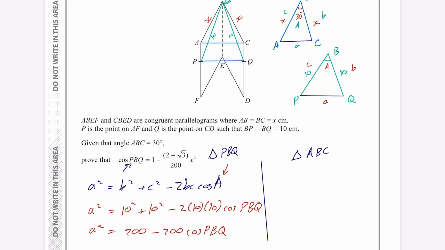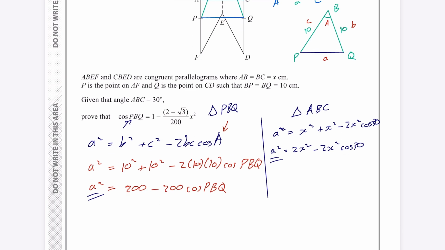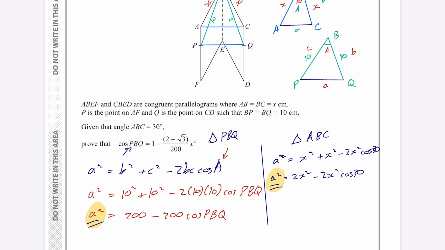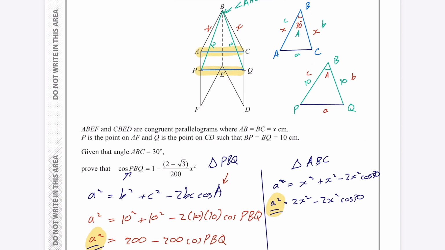So if I now go down here, that's going to be A squared is equal to B squared, which is X squared, plus C squared, which is X squared, minus 2BC, which is 2X squared, and cos 30, so we know what cos 30 is. So now we can simplify this a bit. So A squared is equal to 2X squared minus 2X squared cos 30. Now we know what A squared here is, and we know it's the exact same as what A squared here is. So let me just highlight that. The fact that this and this are both the exact same length, because we deduced that from this bit here. So they're both equal to each other.